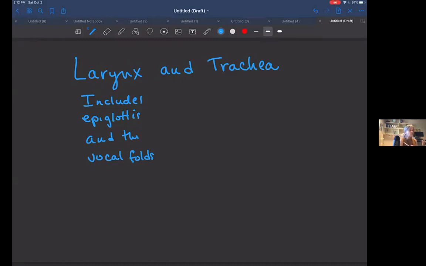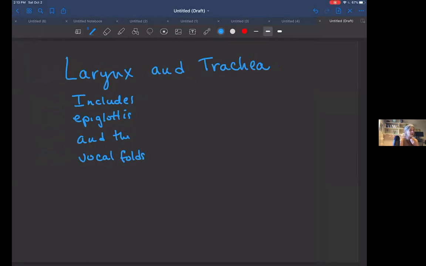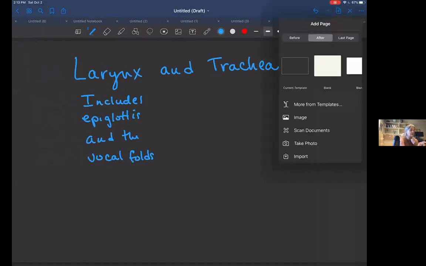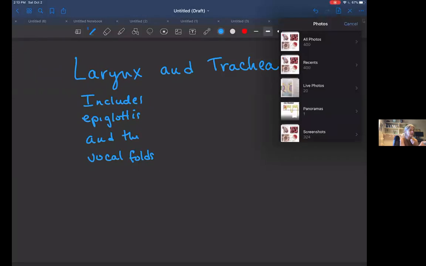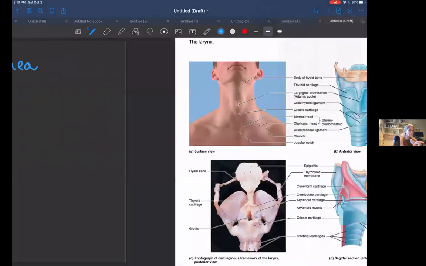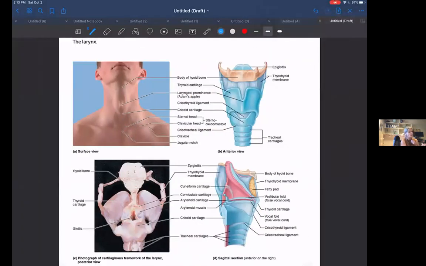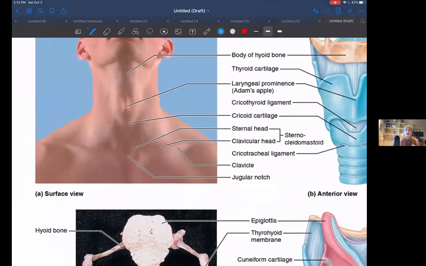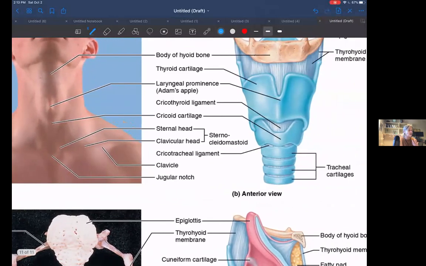Okay, so if we look at the larynx, you'll remember that it can be palpated. We can kind of feel it. When we look at an image of it, the larynx, let me get to that. Okay, here you can see where it is located. Here you can see it is enlarged. The enlargement is actually due to an enlarged thyroid cartilage in males.